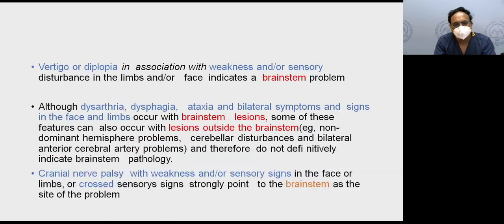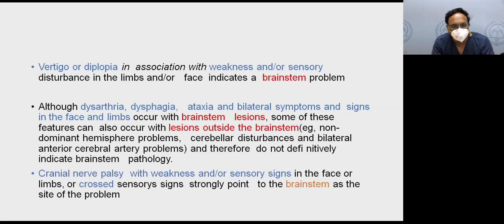And what are the manifestations? You know that it is mostly a brainstem syndrome. The patient has vertigo and diplopia in association with weakness and sensory disturbance. Mostly it may be a brainstem lesion, with dysarthria, dysphagia, ataxia, and bilateral symptoms and signs in the face and also the limbs. These are more with brainstem lesions. Some other features can also occur with lesions outside the brainstem.